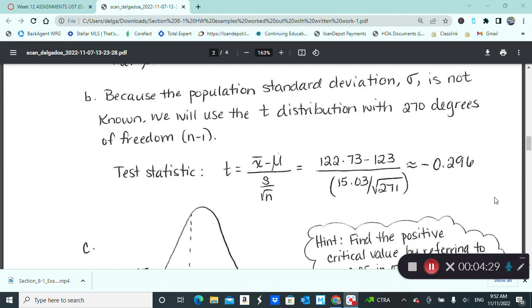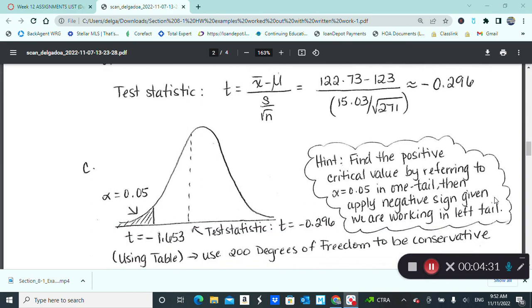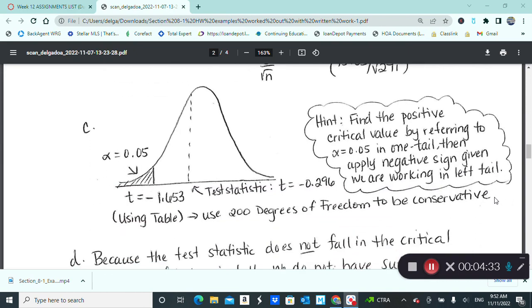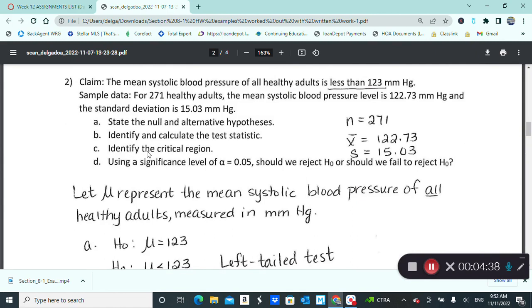Now, let's find the critical region for this test. If we go back and look at the third question, we already answered the first. We stated the hypotheses. We already identified and calculated the test statistic. The third part was to identify the critical region. And then finally, we're going to make a decision as to whether we have enough evidence to reject H naught or not reject H naught using a significance level equal to 0.05. So alpha will be 0.05 in our case.